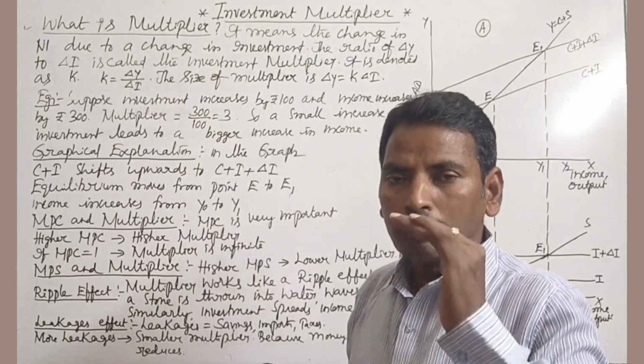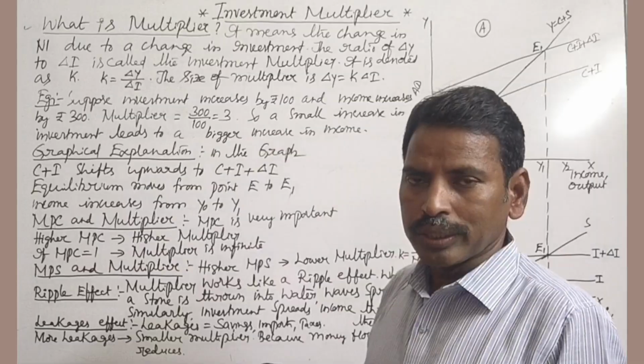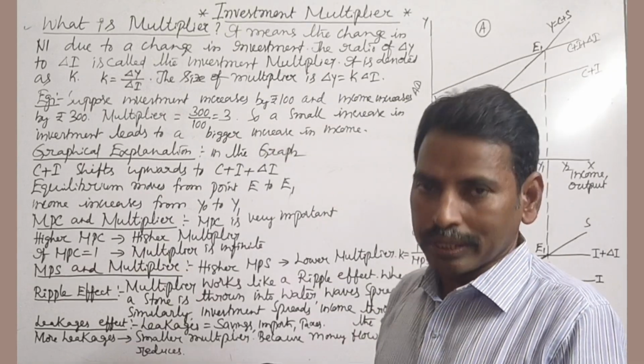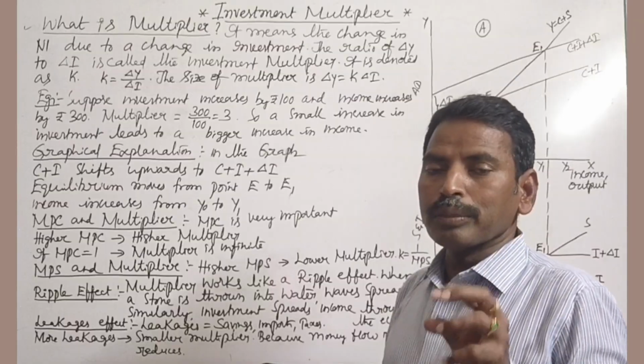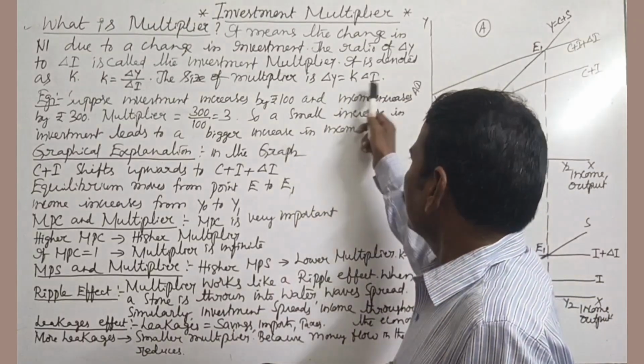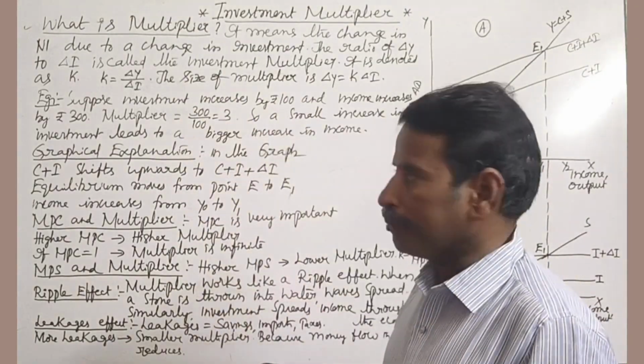This is called multiplier. The size of the multiplier: delta Y is equal to k into delta I. This is the size of the multiplier.